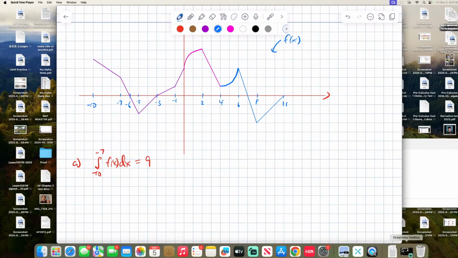Now I am gonna go to the second question, B. How about the same thing? -10 to -7 of f of x plus 2 dx. Oh, actually, -10 to -7, sorry. So from f of x plus 2.